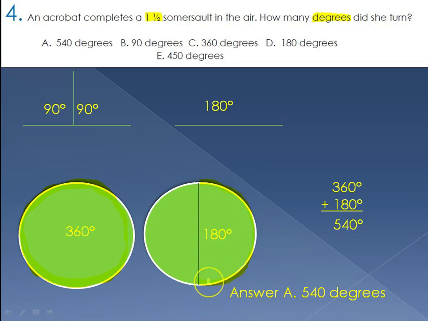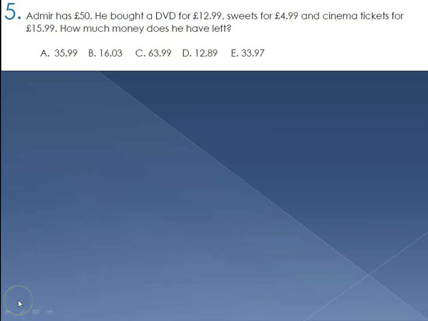These simple facts will help you answer these type of questions. So the answer then, as I said, is A, 540 degrees, once you add up the full 360, the one and a half somersault, which is 180, to make 540. Okay, let's go on to the next one.